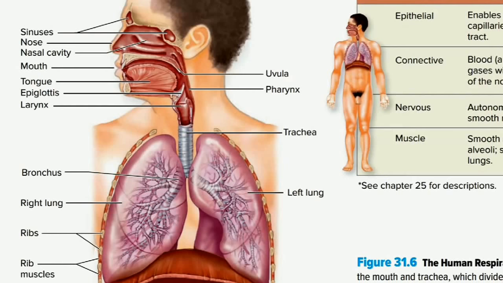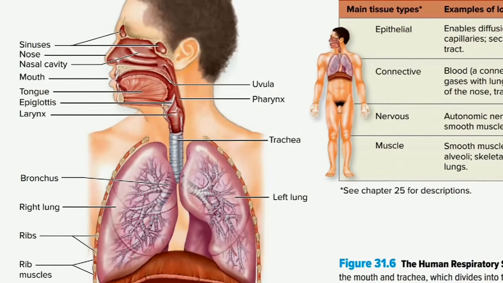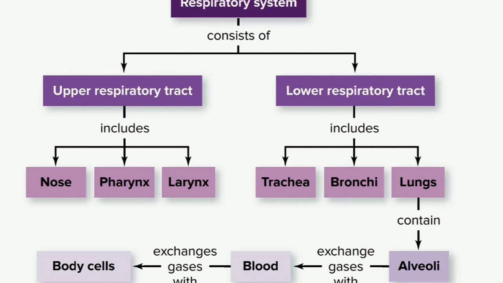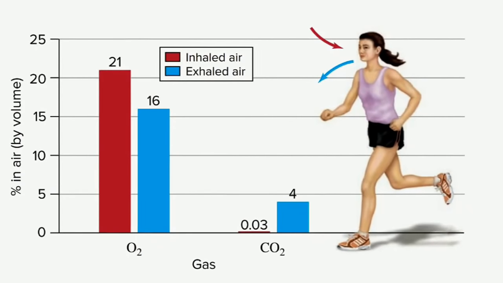Alveoli look like bunches of grapes. Many alveoli are found in the lungs. So in the overall respiratory system and its process, we can observe the upper respiratory tract: nose, nasal cavity, pharynx and larynx; and the lower tract: trachea, bronchi and bronchioles.